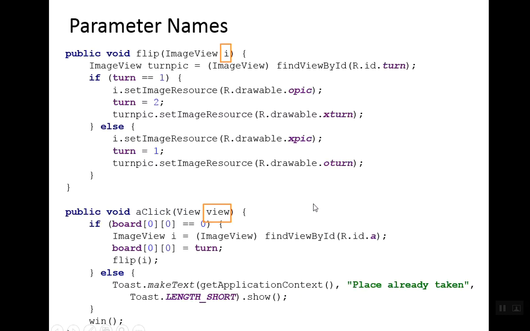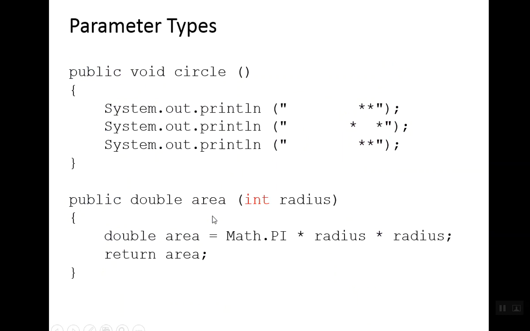If we take a look at our Android Studio examples, inside the flip method on this first line, I is coming in. And inside our A-click, a view is coming in, which I hope indicates to you that this is a button's on click. And the little v view is the name of the parameter.